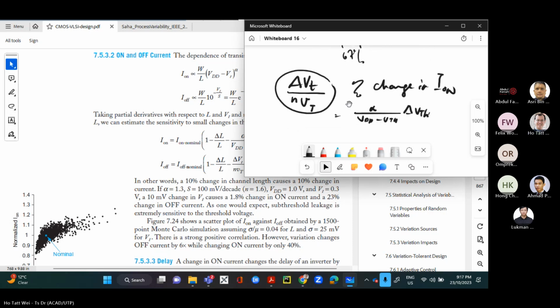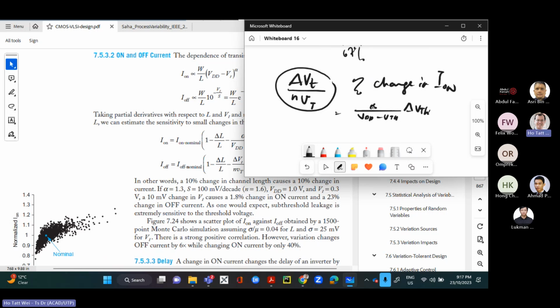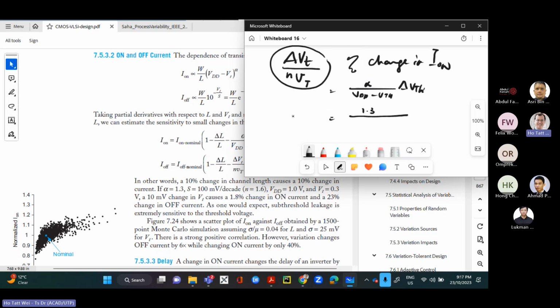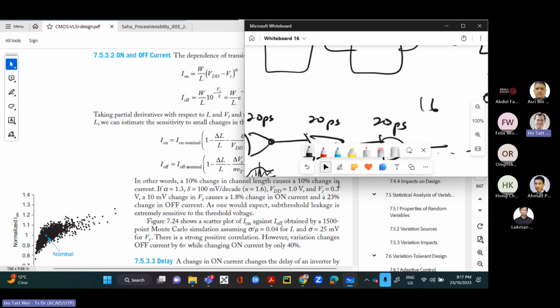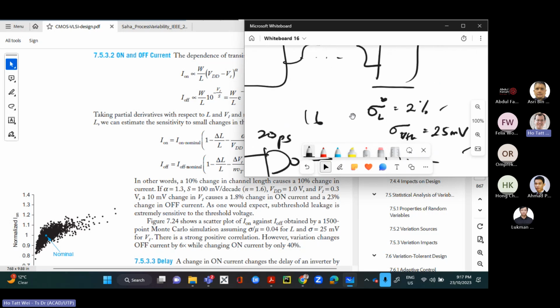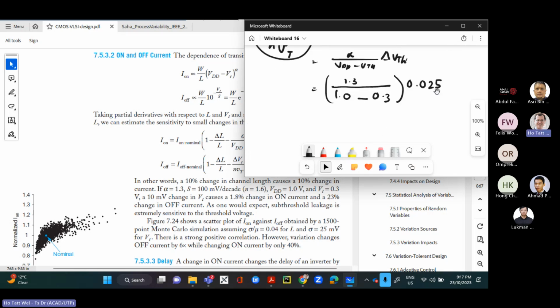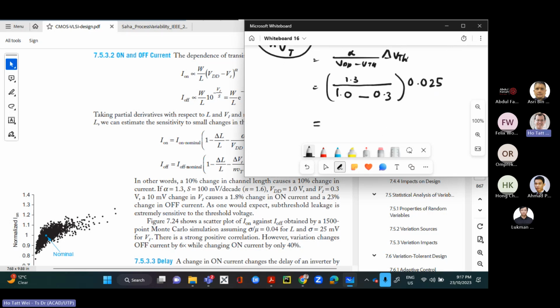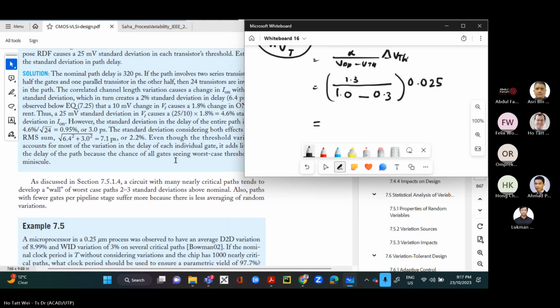So in this particular design, alpha is 1.3, VDD is 1 volt, and VTH is 0.3. And then there is a 25 millivolt variation, right? The standard deviation is 25 millivolt. We were talking about a standard deviation of 25 millivolt here. So from here, you can do this calculation and you will find it will be 0.046, 4.6%.